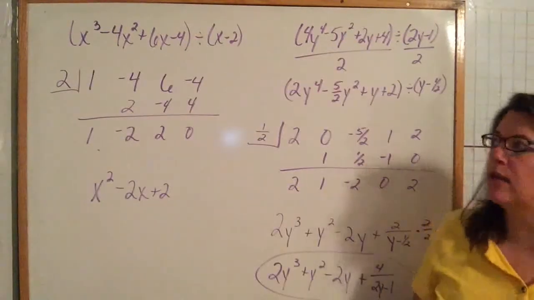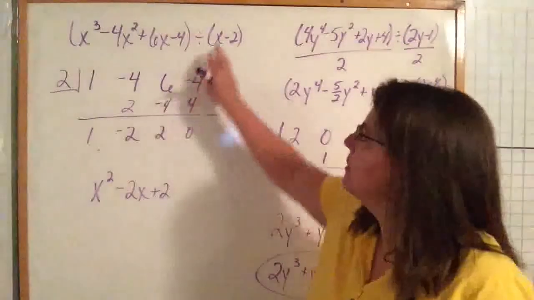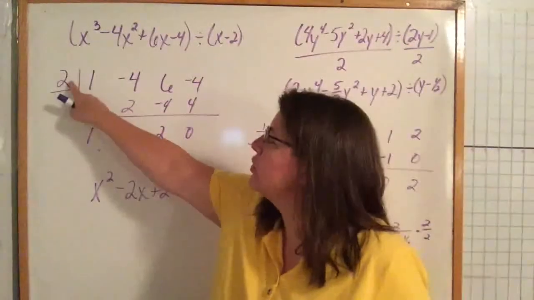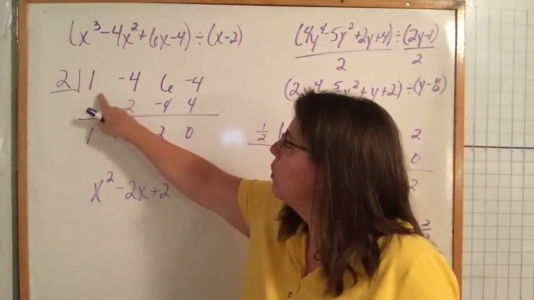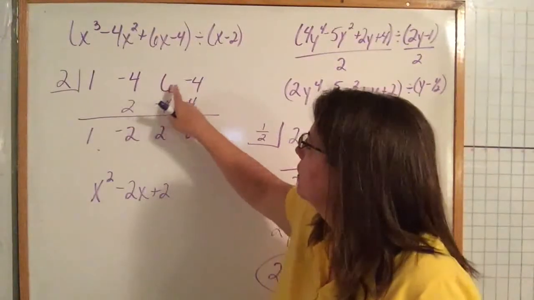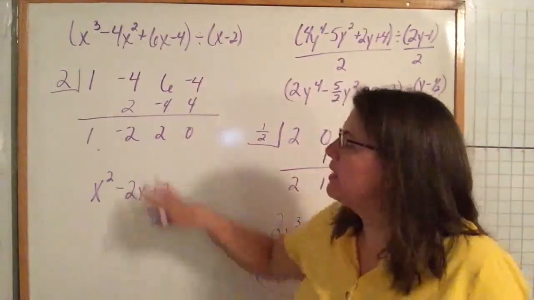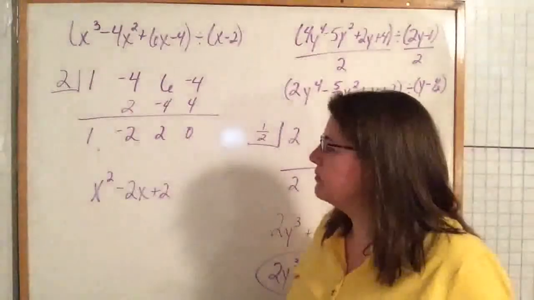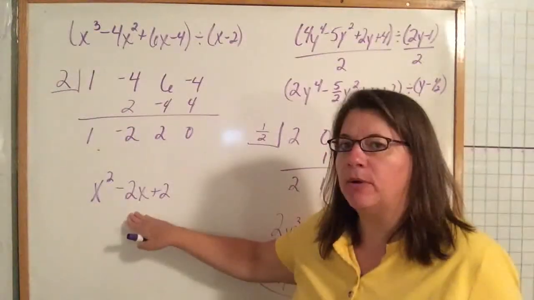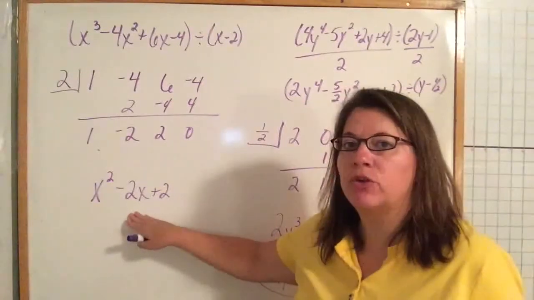Okay, so I have the answers here for you. When I set this one up, that was already in the form x minus r, so I used a 2. My coefficients were 1, -4, 6, and -4. And then I just did the multiplication and addition there. Ended up with the depressed polynomial x squared minus 2x plus 2.